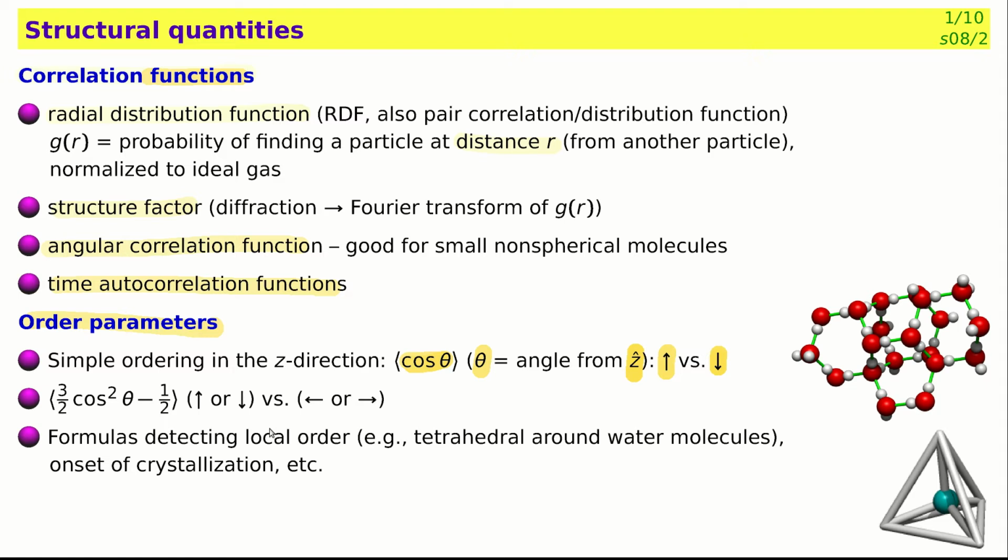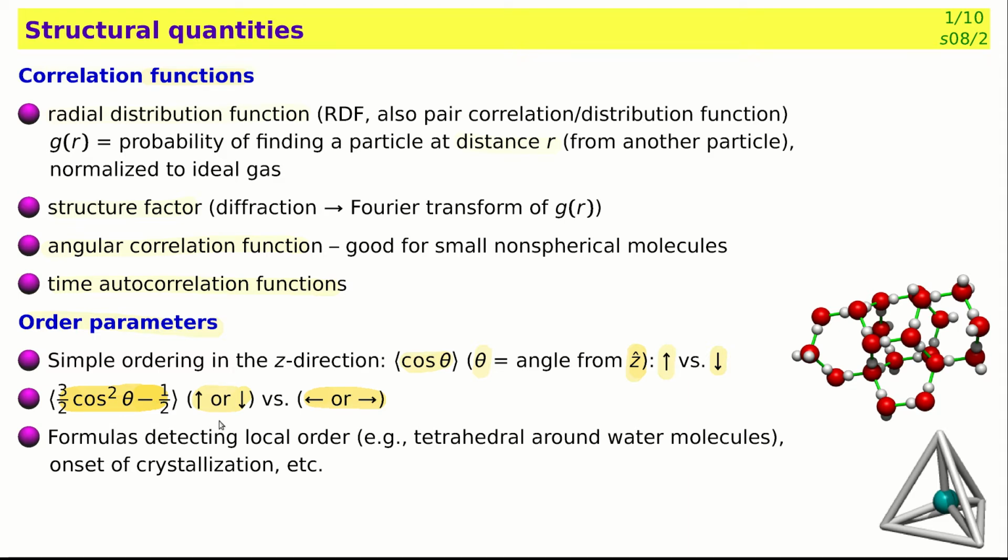If I want to distinguish whether certain, let us say, symmetric molecules, you can imagine carbon dioxide for example, point up or down, or with the axis in parallel to certain direction, let us say z, or they lie perpendicular to it, then this type is suitable. Then we have formulas which can detect different local order.